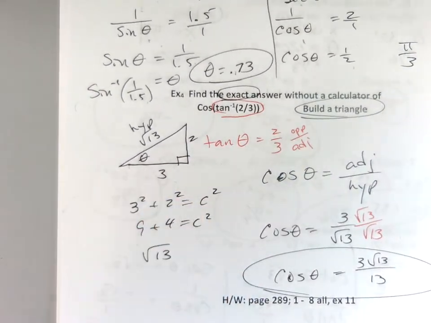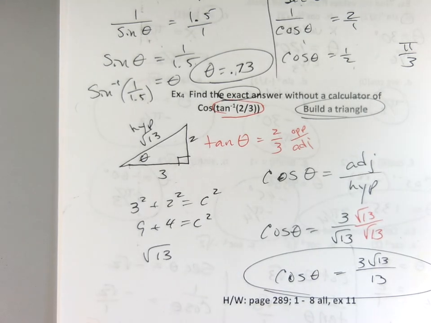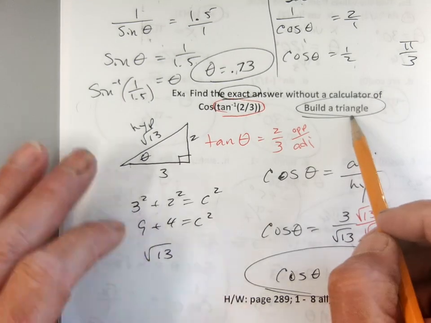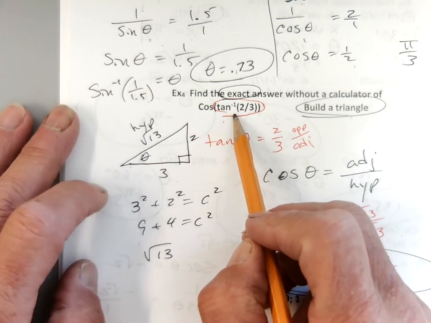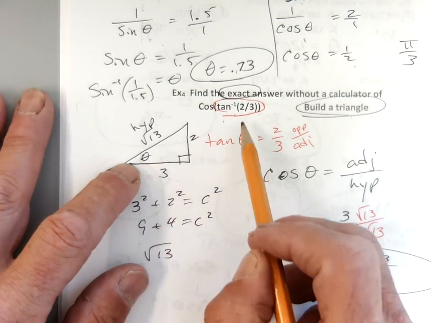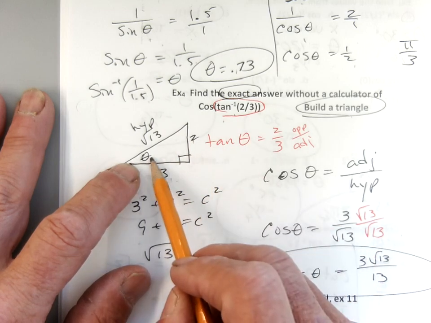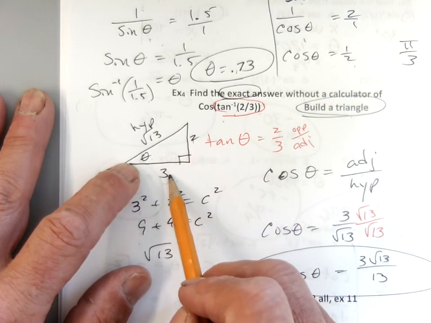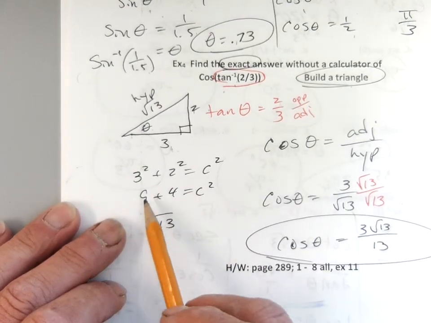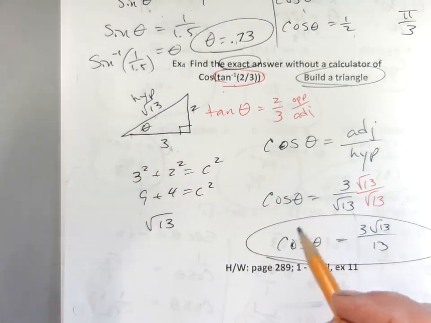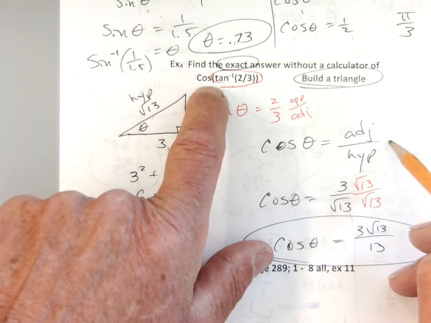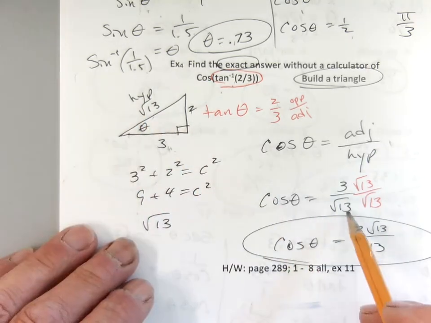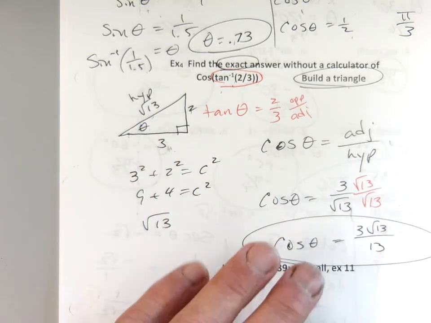Finally, example 4. What if it's not even on the unit circle at all? Then you have to go ahead and do a little bit of math. I said build a triangle first, because tangent inverse is an angle. It's an angle from a triangle. I know tangent is opposite over adjacent, so tangent of 2/3 is 2 over 3. I used Pythagoras' theorem to find the radius. Once I got the radius or the hypotenuse, I could find the cosine of this thing, because that's what I'm asked for. Cosine is the adjacent over the hypotenuse. I got 3 over square root of 13, but I rationalized it, and that's the answer I got.